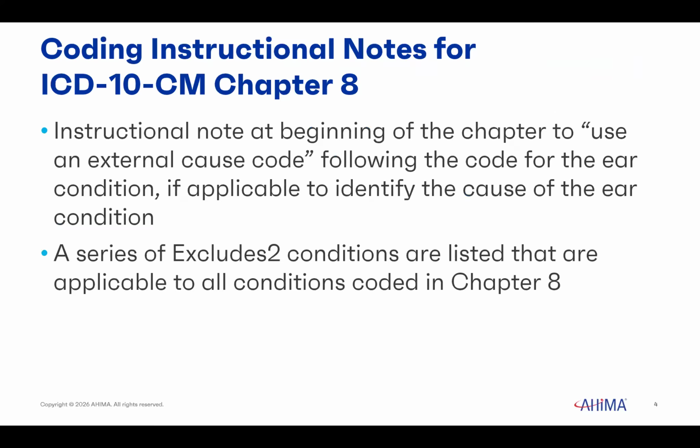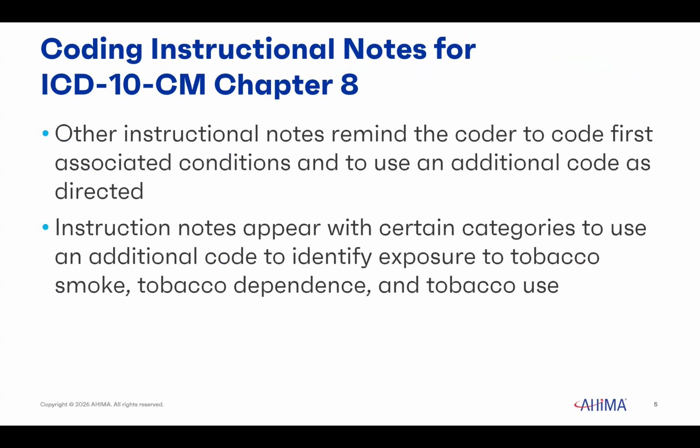And again, as you'd expect, there are a lot of instructional notes. These include things like use an external cause code. There are a series of Excludes2 conditions that are listed that are applicable to all conditions that are coded in this chapter. There are many other notes in the tabular that remind the coder to code first associated conditions and to use additional codes as indicated. There are instructional notes with certain categories that we want to make sure that we follow. For instance, picking up exposure to tobacco smoke, tobacco dependence, and tobacco use.